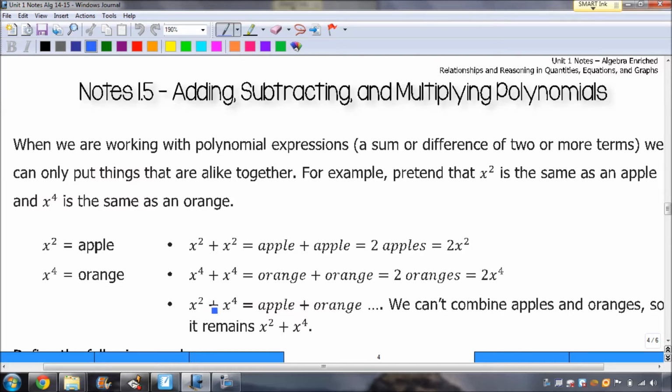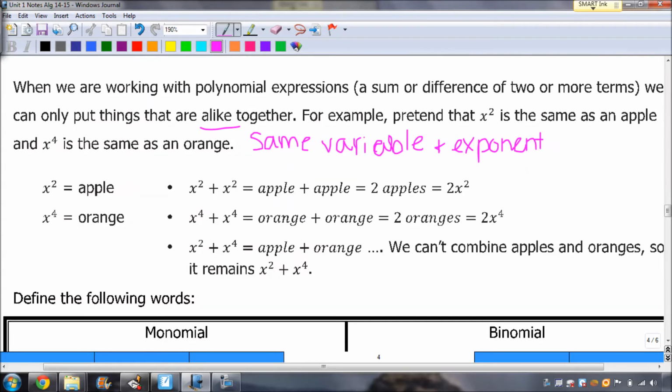But if I have x squared plus x to the fourth, you get an apple and an orange, and you can't combine apples and oranges together, so it remains x squared plus x to the fourth power. So again, you can only put terms that are alike together. What makes terms alike is that they have to have the same variable and the same exponent. So, for example, with the apples and oranges, we have the same variable, but we don't have the same exponent, so they're not considered like terms.